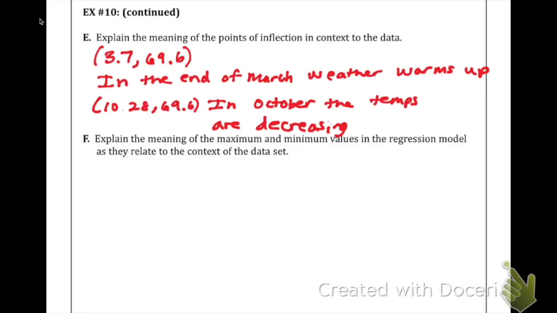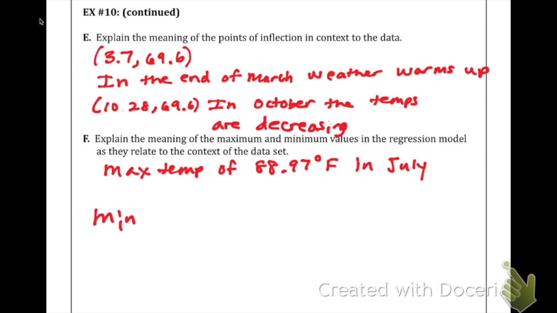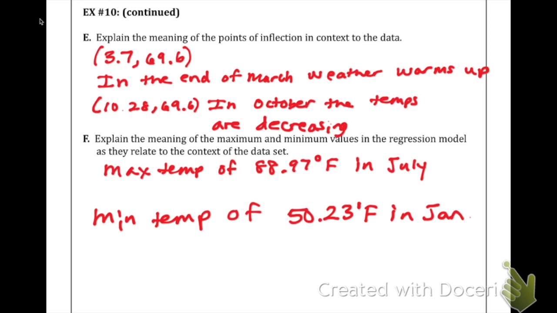All right, so let's write this out. So we have a max temp of 88.97 degrees Fahrenheit in July. And then we have a min temp, sorry for my really bad handwriting, of 50.23 degrees Fahrenheit in January, which seems interesting. I feel like it would be a lot hotter in Georgia than 88.97 degrees, but who knows? All right, there ends your notes.